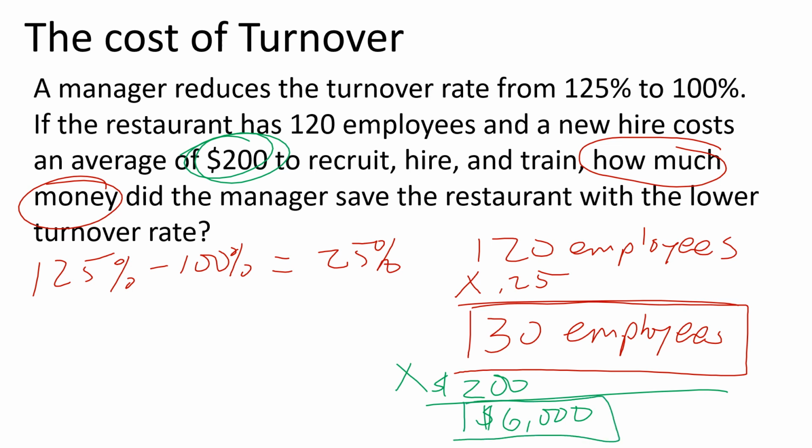That $6,000 can go to capital improvements. It can go to bonuses. It can go to profit for the investors and the business owners. So you can see how by decreasing our turnover rate, we lessen the actual amount of money spent to recruit, hire, and train and replace those people that leave.